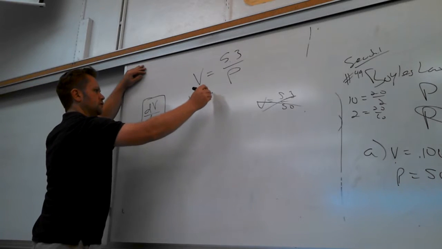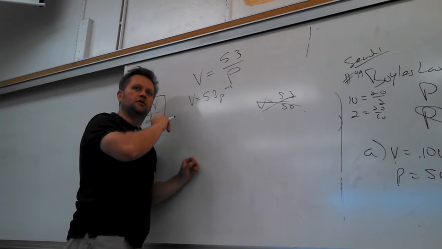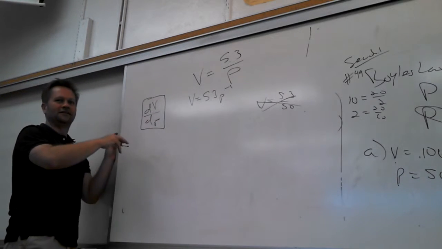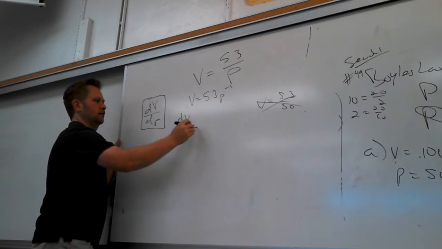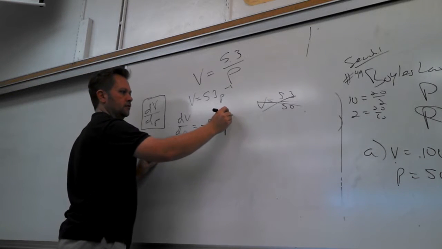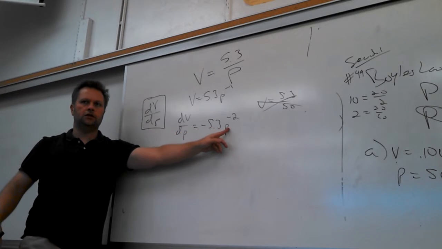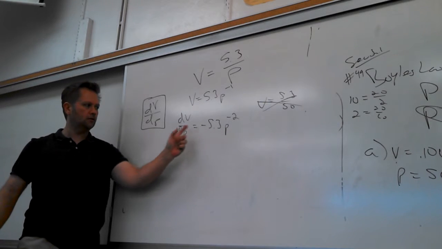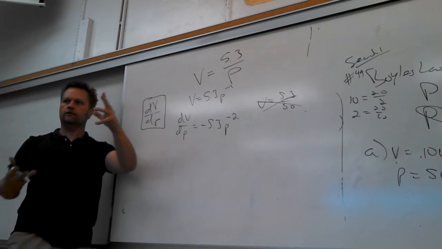How can I rewrite V first? P to the negative 1. Kick ass. So V equals 5.3 P to the negative 1. And so what would dV/dP be? Negative 5.3 P to the negative 2. Alright. Now real quick, as P changes, it depends on which way it's changing, but it looks like the volume is going to be decreasing, or at least it'll be negative.